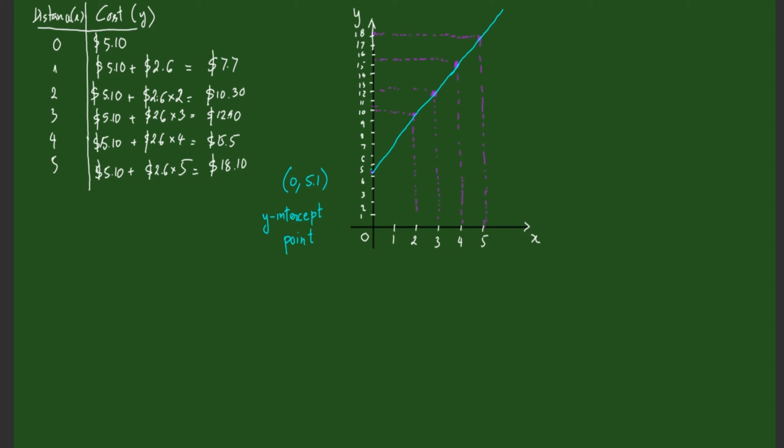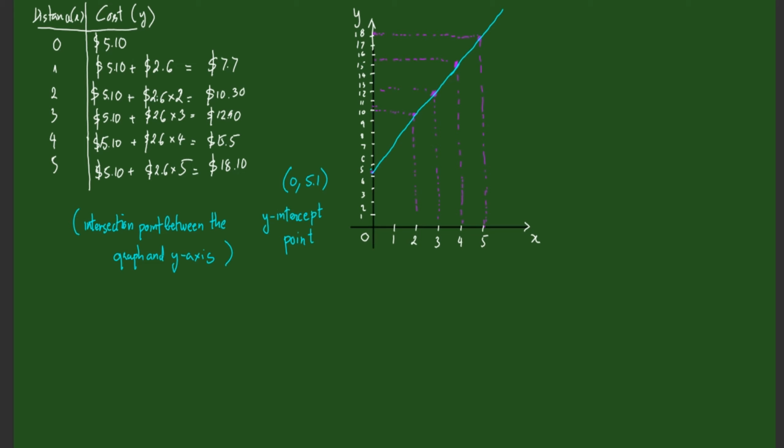Okay, y-intercept point. The y-intercept point is actually the intersection point between the graph and the y-axis. So I can write the definition of that. This is the intersection point between the graph and y-axis. Okay, that's the definition of y-intercept point.